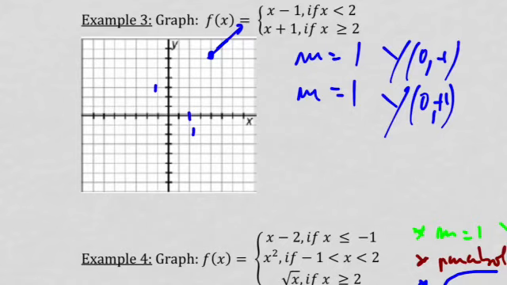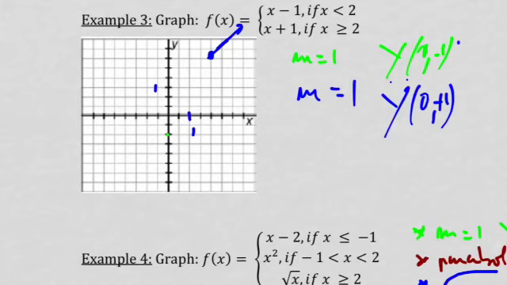On the other hand, for the other one, let me erase the other one and use another color. M equal 1 and a y-intercept 0, negative 1. From negative 1, which is right here, for y, I need to go up 1, right 1. So that's supposed to be my line. And that line does exist only when x less than 2. So I'm going to go less than 2, and there is no equal on my symbol, so it's going to be an open circle.